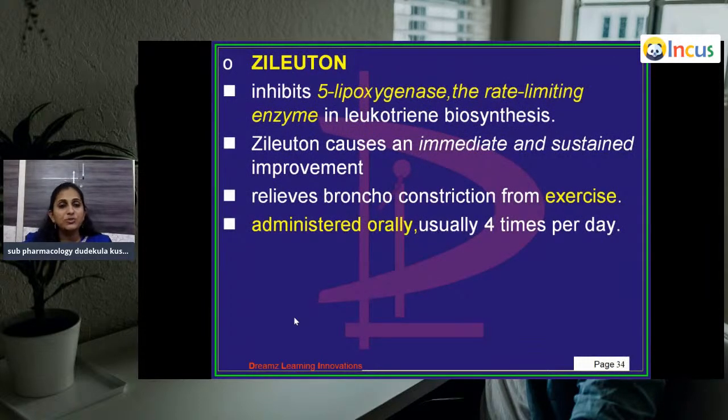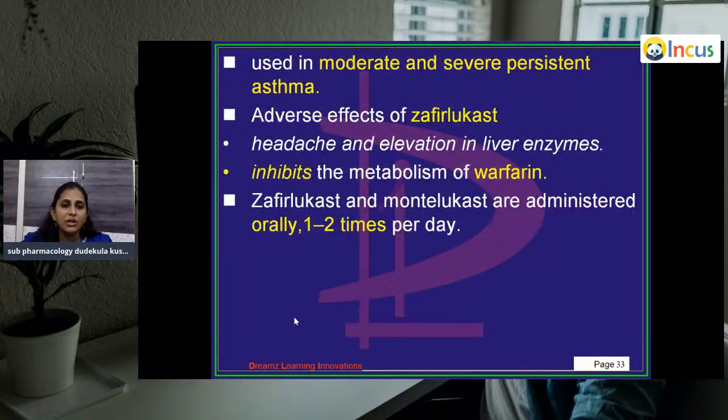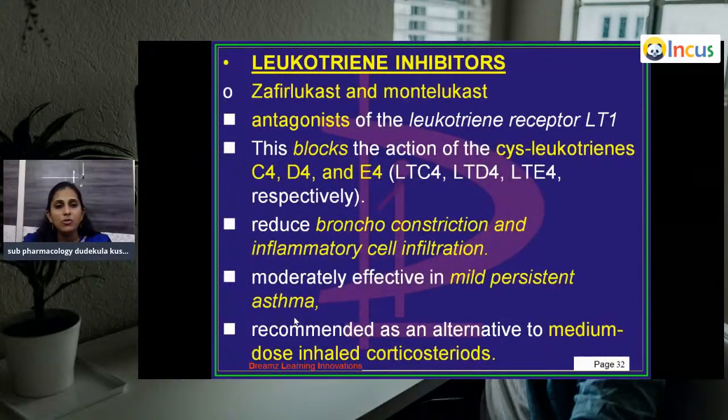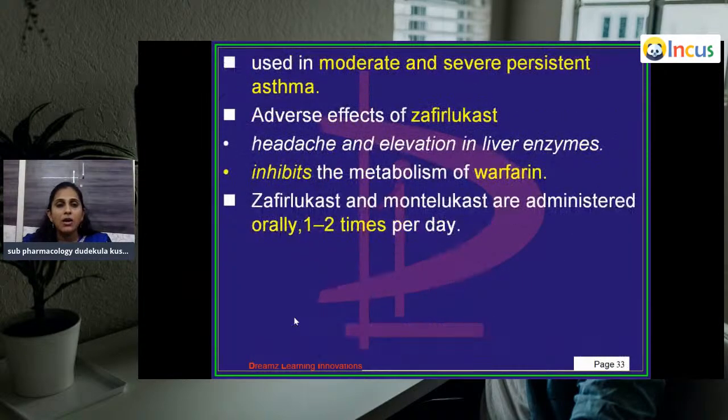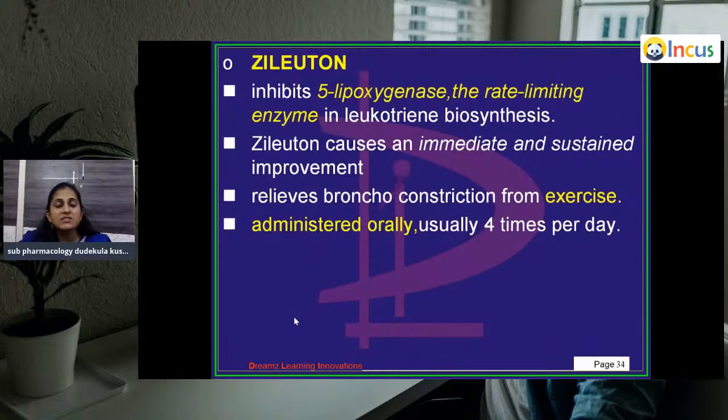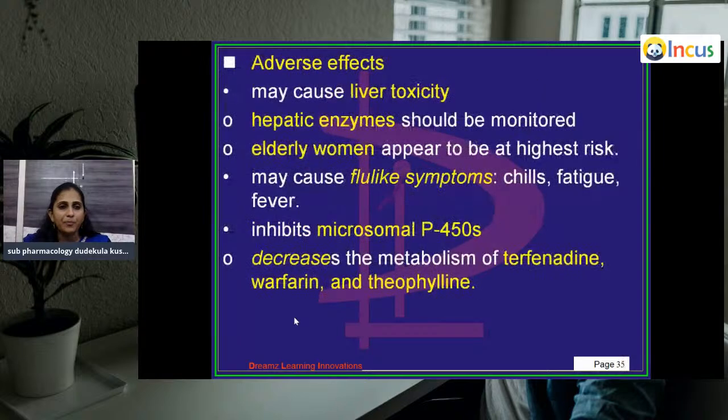Now comes zileuton. Zileuton inhibits the 5-lipoxygenase enzyme. This enzyme is very important for the synthesis of leukotriene. Once this enzyme is inhibited, leukotriene is not produced. The previous two drugs, montelukast and zafirlukast, are leukotriene receptor blockers, whereas this drug inhibits the synthesis of leukotriene. It mainly relieves bronchoconstriction from exercise, and it is administered orally, usually 4 times per day.